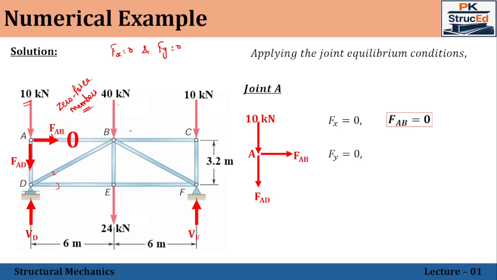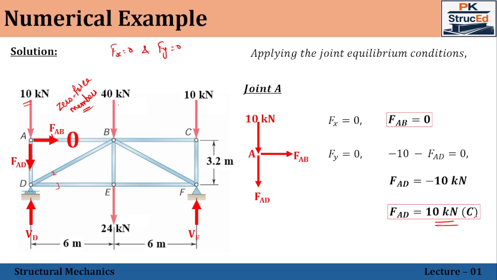Next, applying the vertical force equilibrium, we have 10 acting in the downward direction. FAD is also assumed to be acting in the downward direction. So solving this, we'll get minus 10 kilonewton, which means that our assumed direction of the force is wrong. So it will be acting in the upward direction. That is, the 10 kilonewton force is a compression force. Therefore, the force will be acting in the upward direction, that is towards the joint. Towards the joint in the sense it is compression.